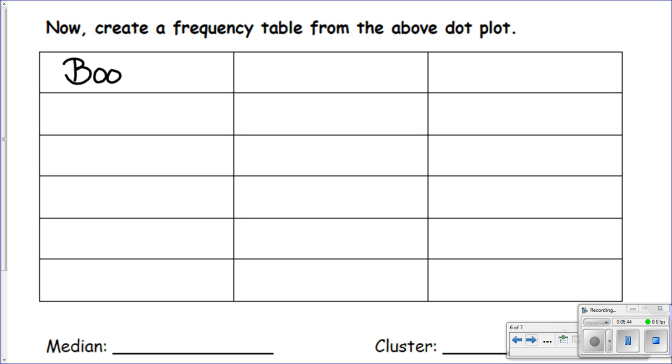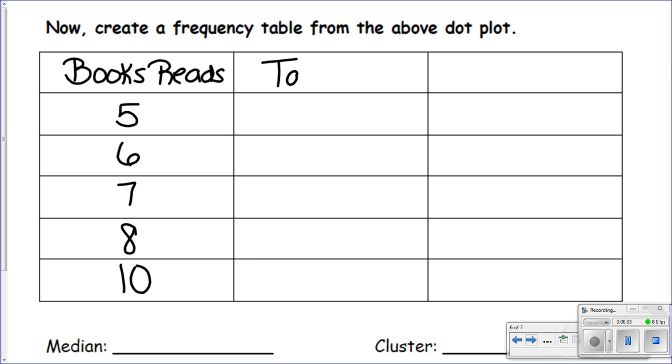This table needs labels. Books read, this is where the numbers are going, from 5 to 10. I'm going to skip 9 because there's no data for 9, and I'm just going to put 10. The middle is where I will put my tallies. So every time I see a number, I'm going to put a tally. And frequency will be totaling up how many tally marks there are.